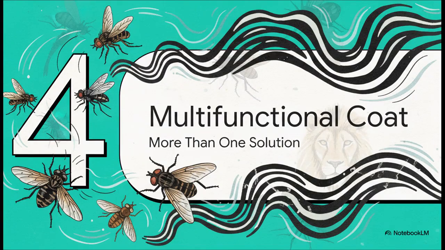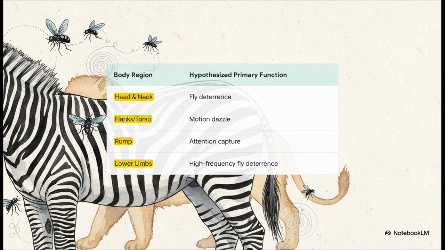Okay, so the case against flies is looking pretty solid, right? They seem to be the main reason for the stripes, but the story doesn't end there. The zebra's coat is even cleverer than that. It's not just a one-trick pony, it's a true masterpiece of multitasking. The thinking now is that different stripes on different parts of the body actually do different jobs. So those super narrow stripes on the head and legs, those are for the flies. They're the anti-fly landing system.